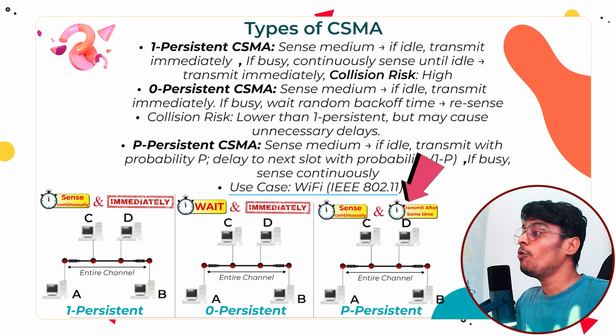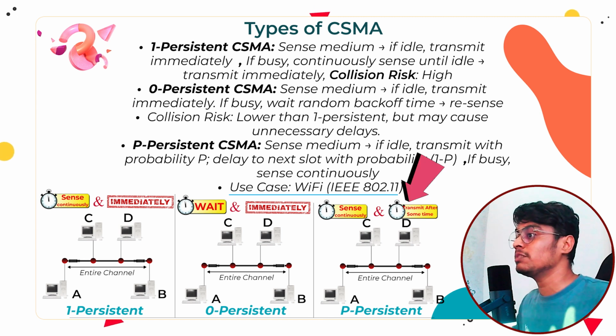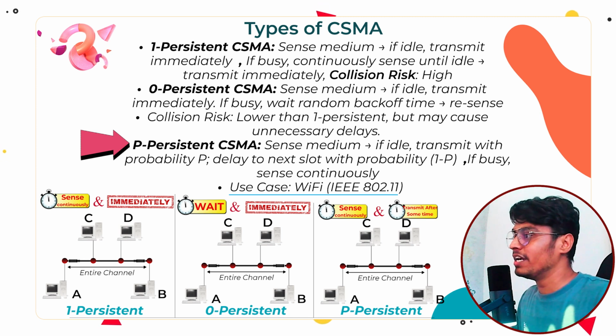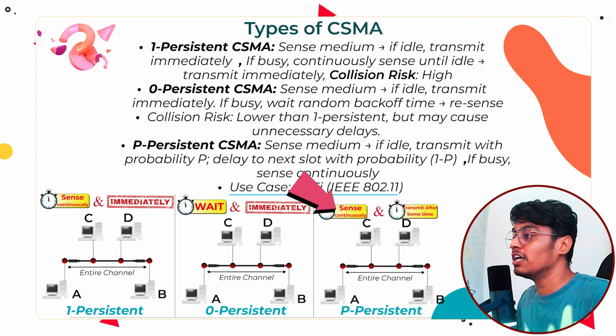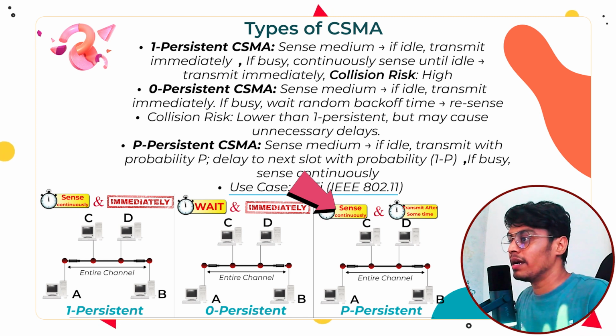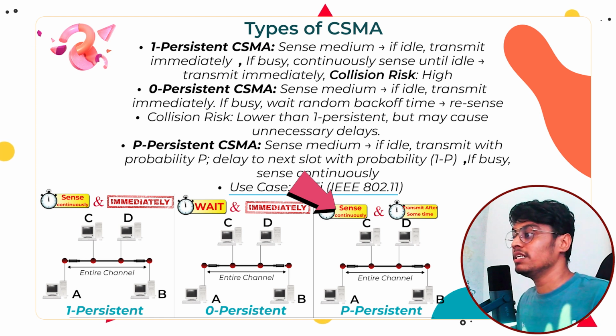Okay, then we have P persistent CSMA. P persistence means P here represents a probability value. P persistence is actually a hybrid approach, a mixture of the previous two approaches. Okay, in P persistence CSMA, it continuously checks the medium like one persistence. If it doesn't find the medium idle, if the channel is busy, then it will sense continuously like one persistent CSMA. It keeps sensing continuously.